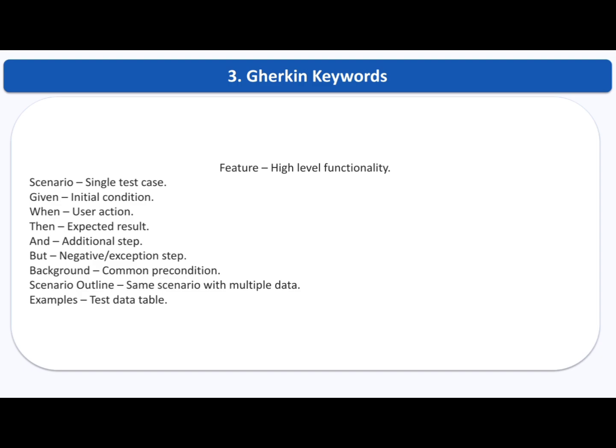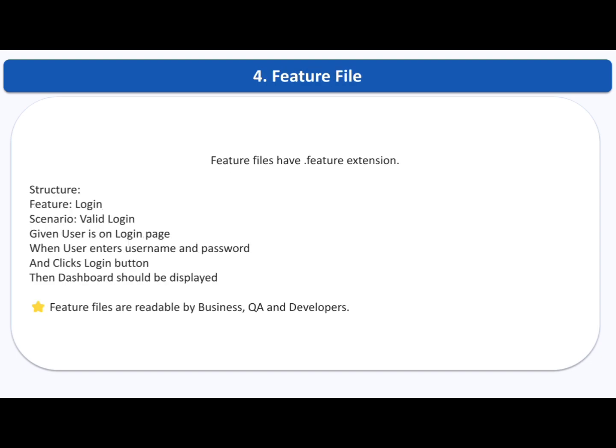A feature file is a text file with the .feature extension. It contains all the test scenarios written in Gherkin language. Every feature file starts with the feature keyword, followed by one or more scenarios. Each scenario includes given, when, and then steps. Since it is written in simple English, both technical and non-technical team members can understand it easily.